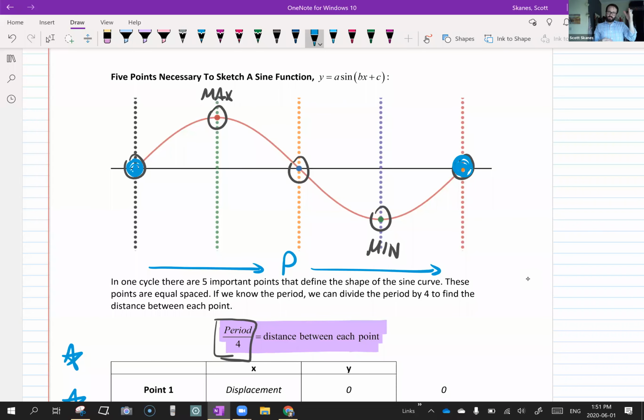And you'll notice here, there are these lines. What if we cut the function into 4 pieces? So take the period, divide it by 4, and what we see is this distance is period divided by 4. This distance is period divided by 4. This distance is period divided by 4. And this distance is period divided by 4. They're just 4 sections that make up the period. So you can break this down. It should make sense. But again, even if you don't understand what I'm saying, the table will help you.